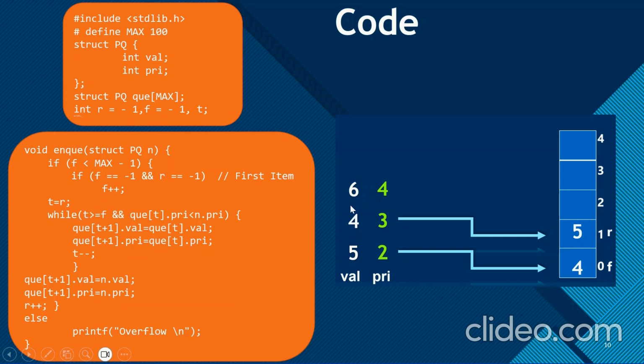So let us try to insert the value of 6 with a priority of 4 now. Let us see how it works. T, the temporary variable, has been assigned the value of R, which is rear. Rear is 1, so T would be 1. So what I am saying is that while T is greater than or equal to F, which is true in this case. Why? Because T is 1, and 1 is greater than or equal to F.